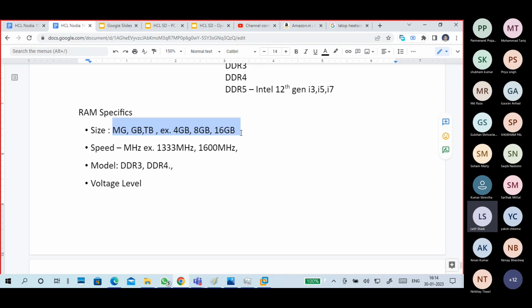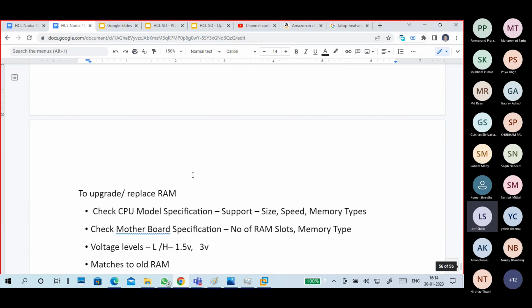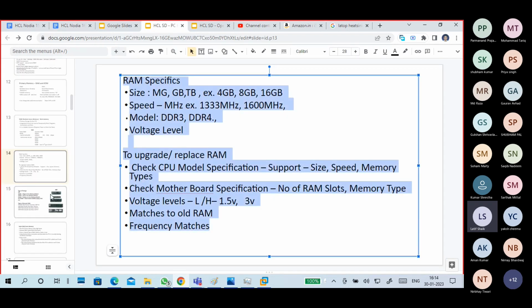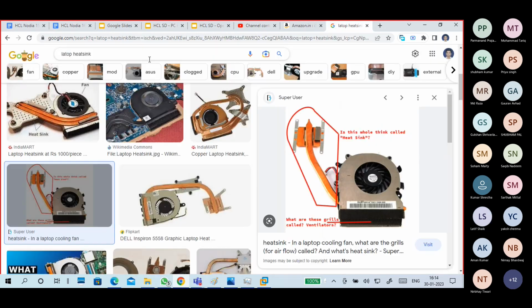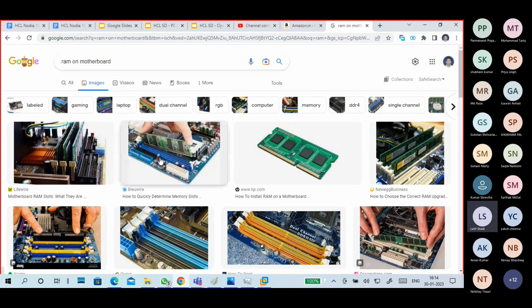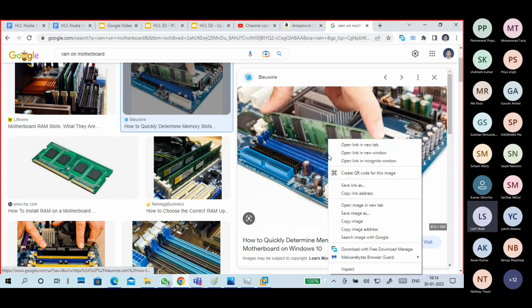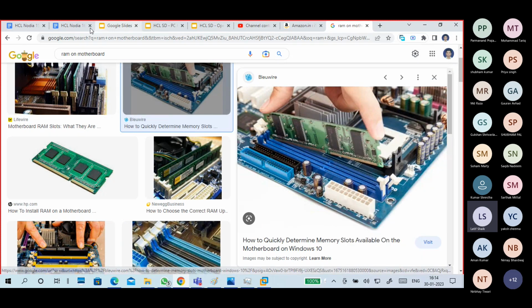Next, there are different voltage levels of RAM. You should know whether it is compatible or not. Now, if you want to upgrade or replace the RAM, you can insert your RAM into the RAM slots.